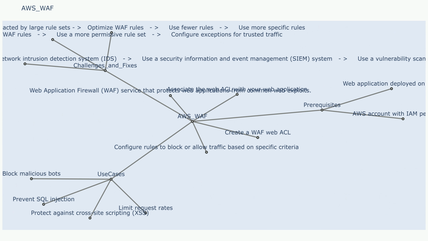Utilize the WAF's built-in rule groups, such as the AWS Managed Rules Common Rule Set, which provide a baseline set of rules for common web vulnerabilities. WAF performance can be impacted by large rule sets, leading to increased latency and potential resource limitations. Optimize WAF rules by minimizing the number of rules used and using more specific rules to target specific threats.